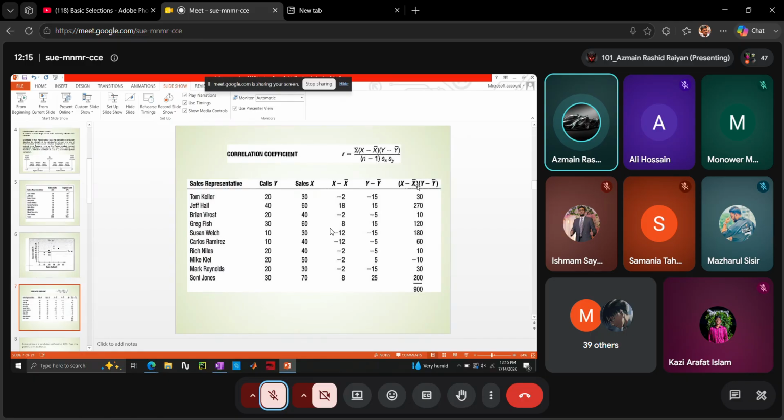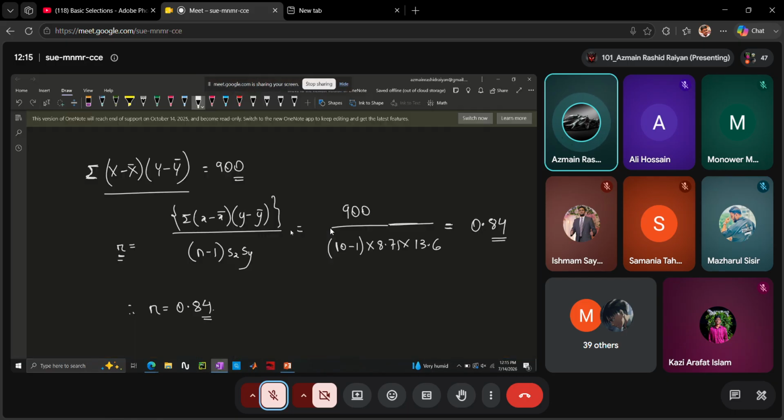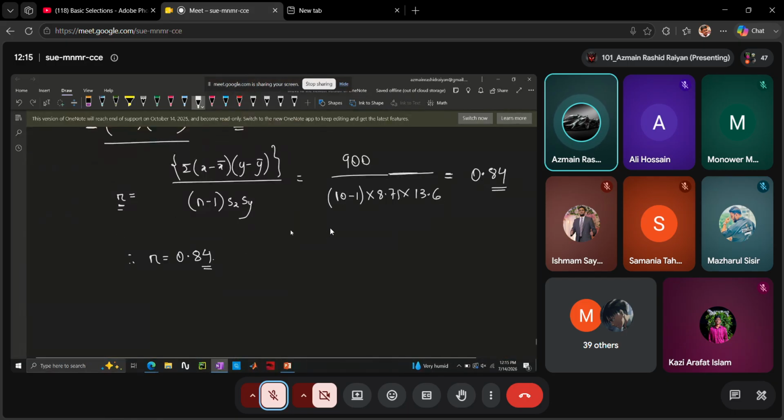So I don't think there is any more confusion on how the X minus X bar and Y minus Y bar multiplication value was obtained. And I think the correlation coefficient is also obtained, which is 0.84. All right, so this is our correlation coefficient value.